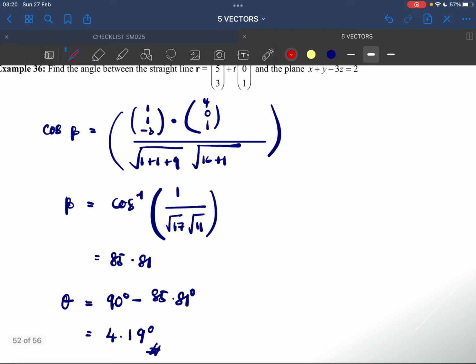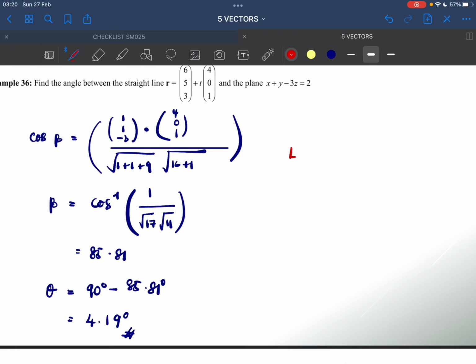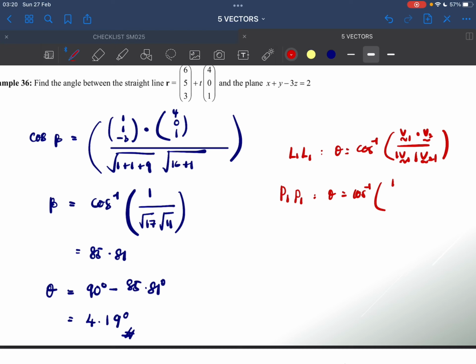Okay, let's do a little recap here. Between lines, theta equals inverse cos. Remember, a line has a vector, so we use vector 1 dot vector 2 over magnitude of vector 1 times magnitude of vector 2. Between planes, you know that a plane has a normal, so we just use normal here. Normal 1 dot normal 2 over magnitude of normal 1 times magnitude of normal 2.